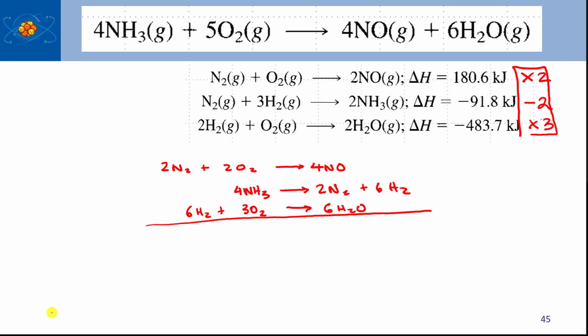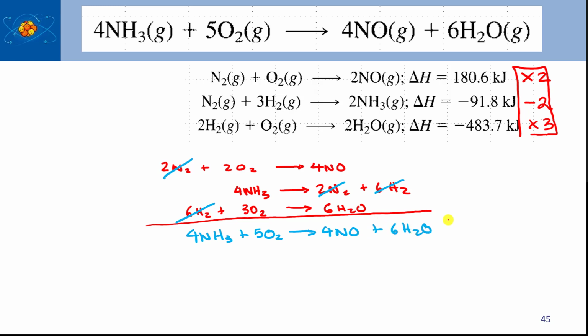So I have 6 H2s on this side, right? And I have 6 H2s, so I can cancel it. Anything else that I can cancel? Now, if you said O2s, you'd be wrong because they're both on the left side. So they're not going to cancel. What are they going to do? They're going to add, right? But what else can cancel? The N2s can cancel because they're on opposite sides of the arrow like this. So what that leaves me with is 4 NH3 plus 5 O2s makes 4 NOs plus 6 H2Os.